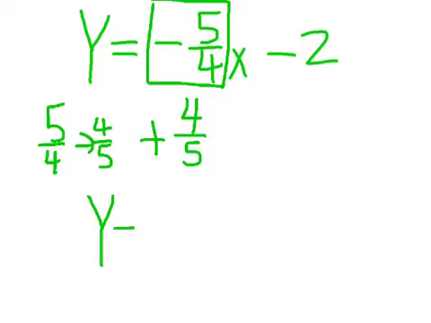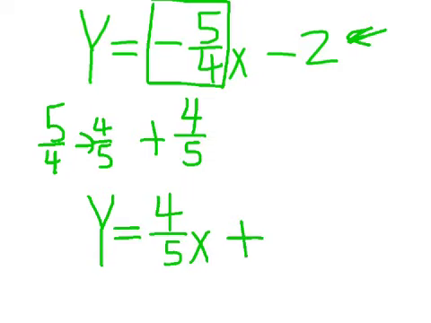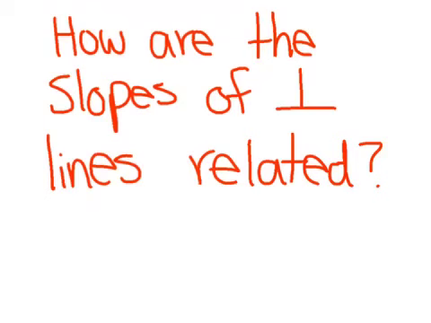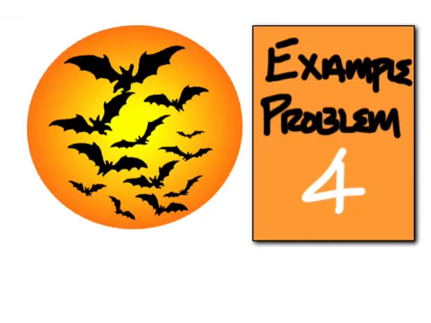Okay, so if we wanted to find a line that is perpendicular to our line right here, we would put in our new slope of 4/5, and then we add or subtract some y-intercept. Okay? Alright, walk by alert. How are the slopes of perpendicular lines related? Okay, I just said this several times. The slopes are negative reciprocals. I just said it like 20 seconds ago.